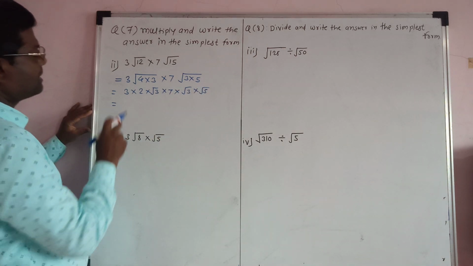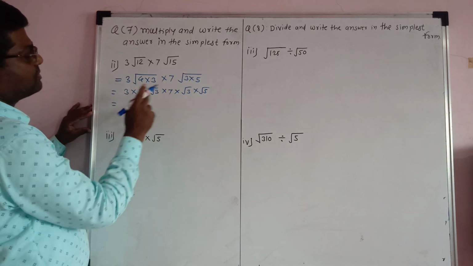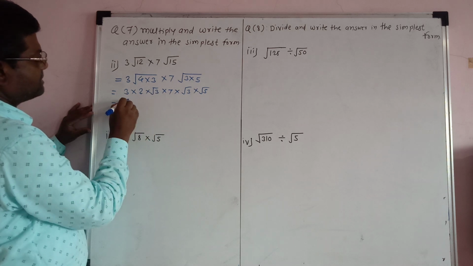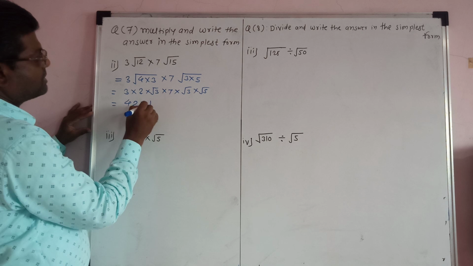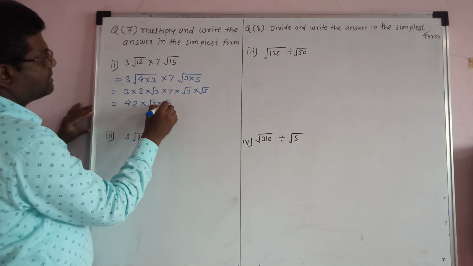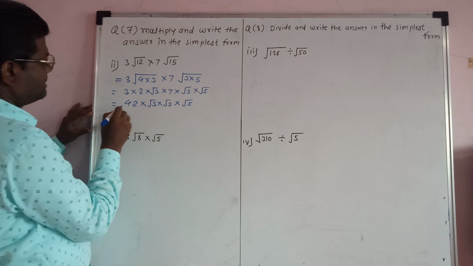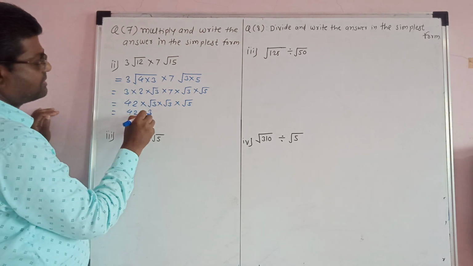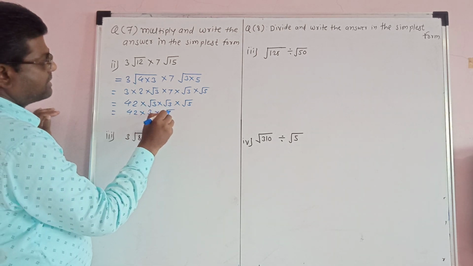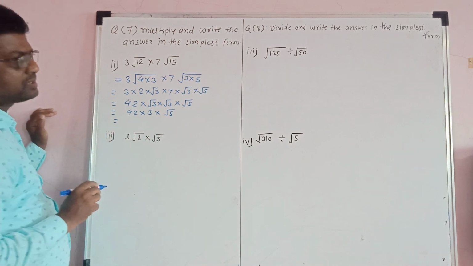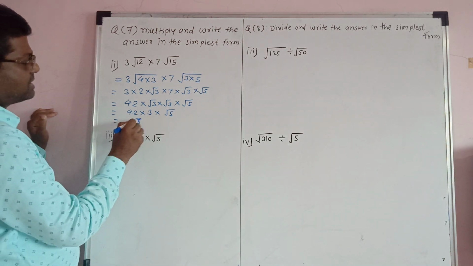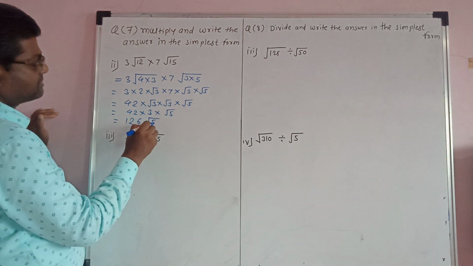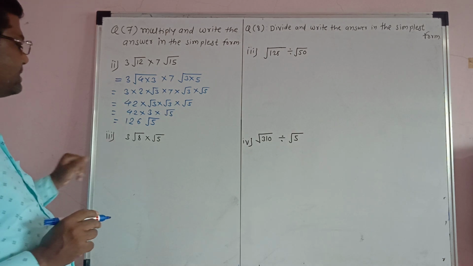Now 3 into 2 into 7, 3 into 2 is 6, 6 into 7 is 42. 42 into root 3 into root 3 into root 5 is equal to 42 into root 3 into root 3 is 3, into root 5. And 42 into 3, 3 into 2 is 6, and 3 into 4 is 12, 126 root 5.